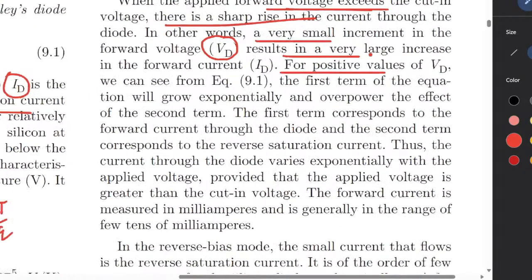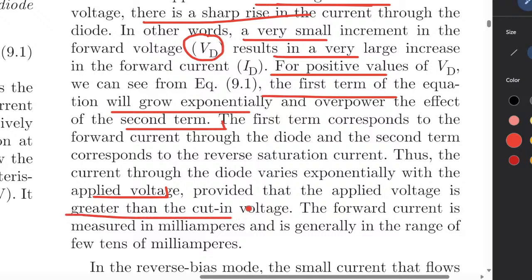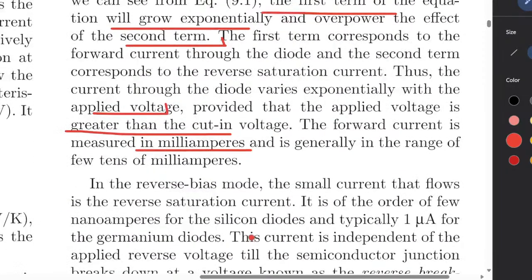Okay, for the positive value of Vd, the first term of the equation will grow exponentially. The first term corresponds to the current through the diode, and the second term corresponds to the saturation current. Thus, the current through the diode varies exponentially with the applied voltage, provided that the applied voltage is greater than the cutoff voltage. The forward current is measured in milliamperes.